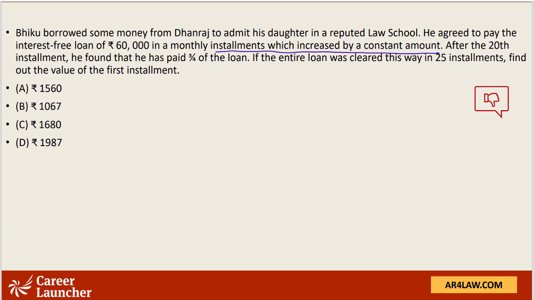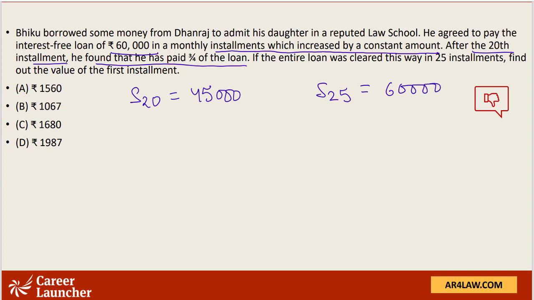So the total loan is 60,000. The person sees that after the 20th installment he has already paid 3/4 of the loan. So 3/4 of the loan would come out to be 45,000. So in this question, the sum till the 20th term is actually 45,000, and he is repaying the entire loan in 25 installments. So the sum till the 25th installment is 60,000.